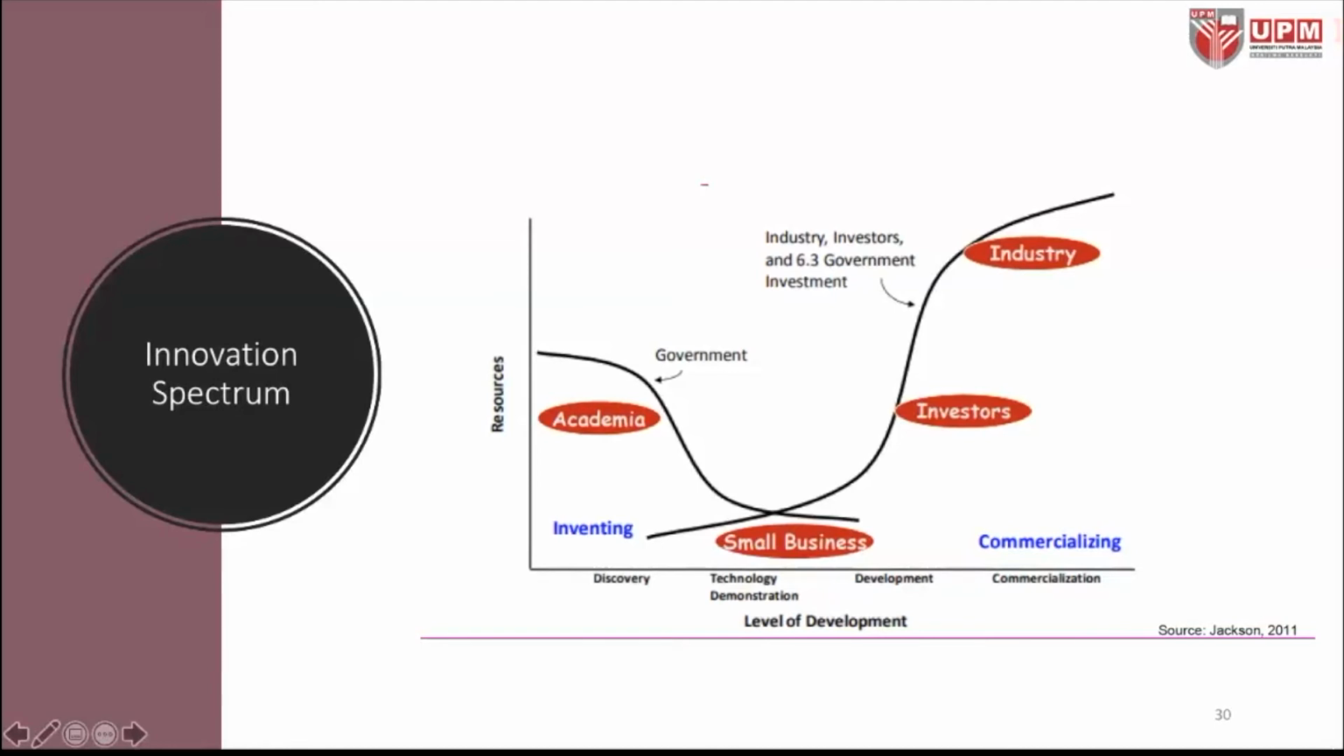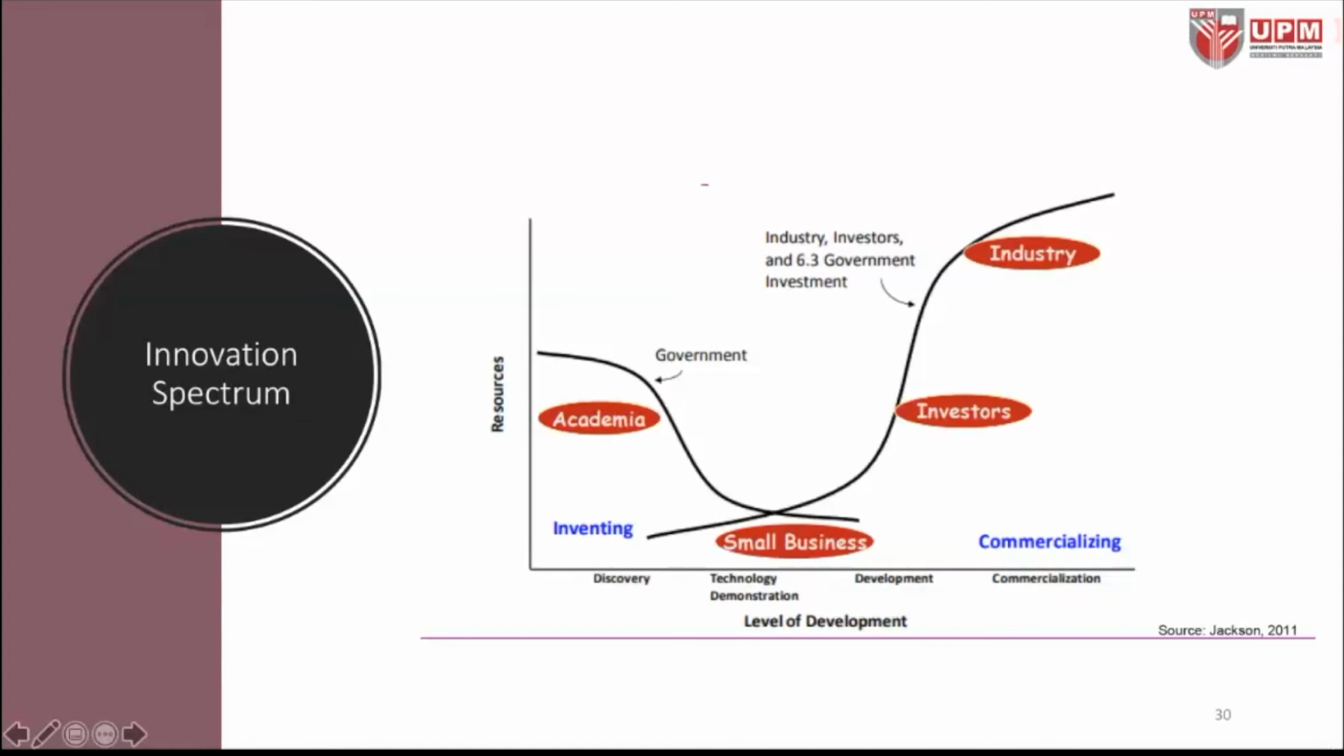So if you convert this into what we call the technology readiness level or TRL, okay, the discovery level is basically TRL 1, 2, and 3. Technology demonstration is TRL 4, 5, and 6. Development and commercialization are basically TRL 7, 8, and 9. So you may want to look into the TRL definition, and you can see that the progress of the technology readiness level is closely related to the level of development of the product.